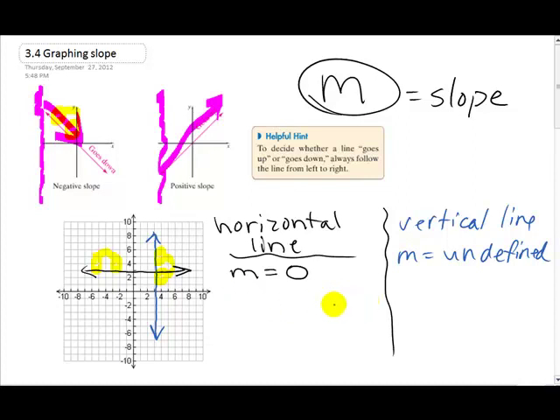And then something else to remember about these two lines is that if you have a horizontal line, its equation is y equals the number on the axis that it's crossing. So here it would be y equals 3. And then this one also is x equals 3, so she probably should have used a different number. So we want to remember all that.